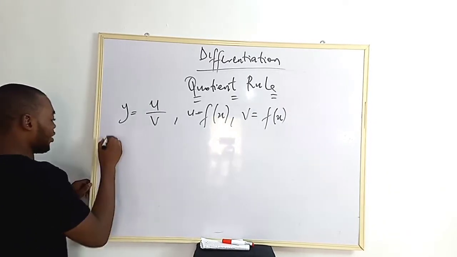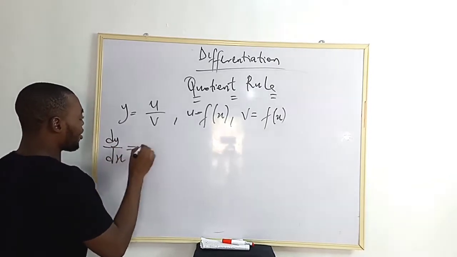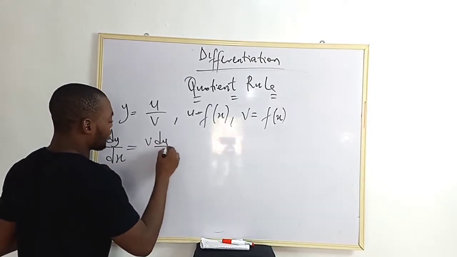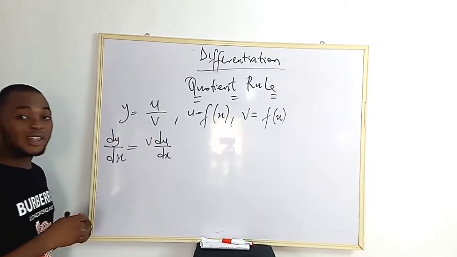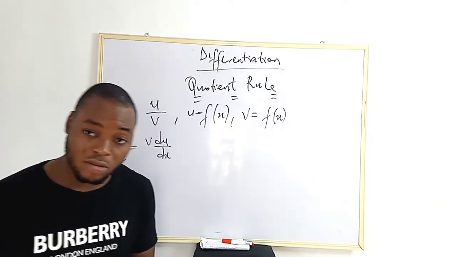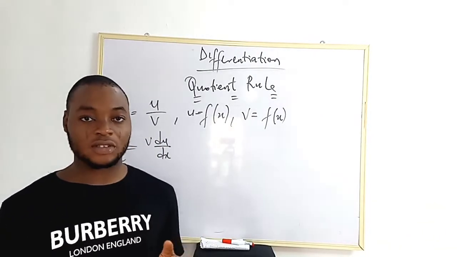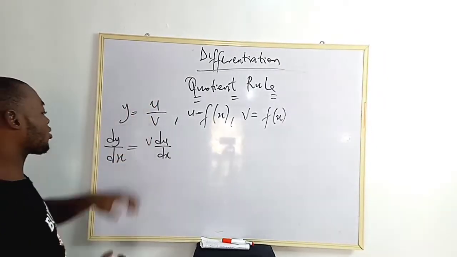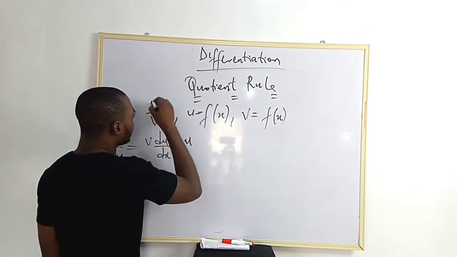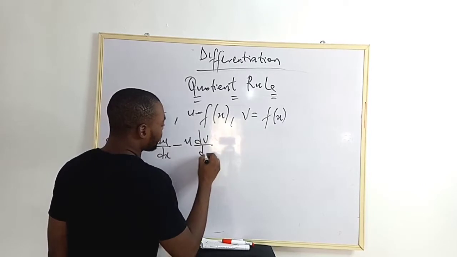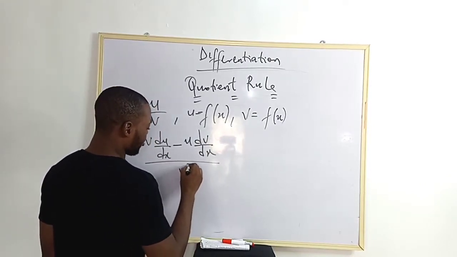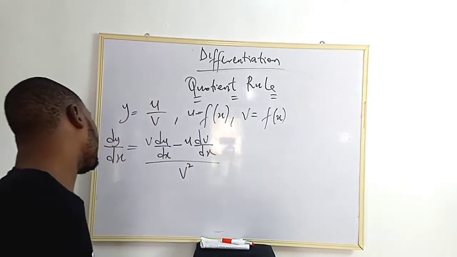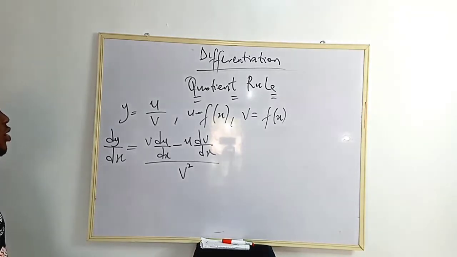The quotient rule says that dy/dx equals v, you pick the denominator, v du/dx. Notice the difference between this and the product rule. In the product rule, you can pick any of the functions first, but in the quotient rule, you pick v first, the denominator. So v du/dx minus u dv/dx, all over v squared. That is the rule for the quotient rule.